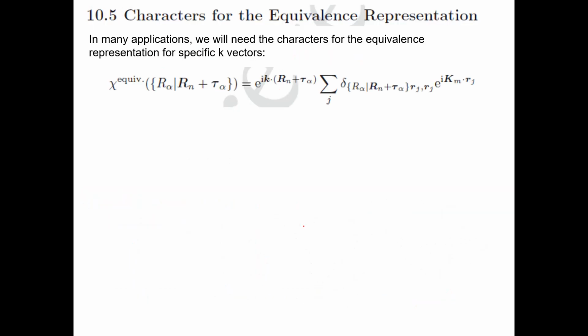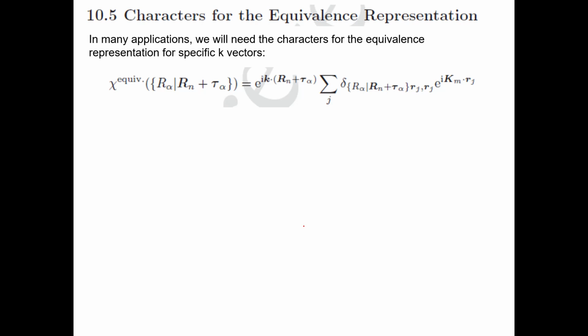Okay, so let's talk about the characters for the equivalence representation. If you remember, in molecular applications, the characters for the equivalence representations were obtained by analyzing, for the different symmetry operations, how many atoms remained invariant under a given symmetry operation. And this is going to be the same here, with a small difference.